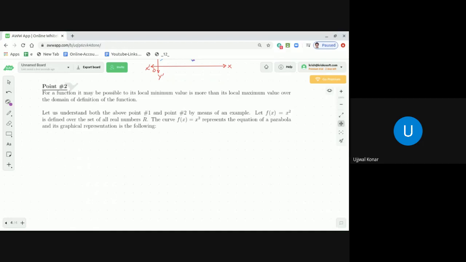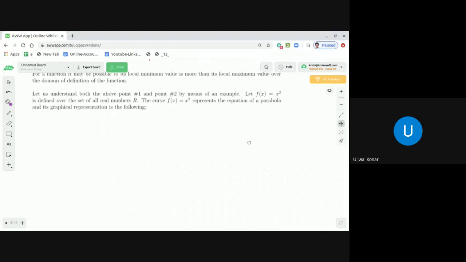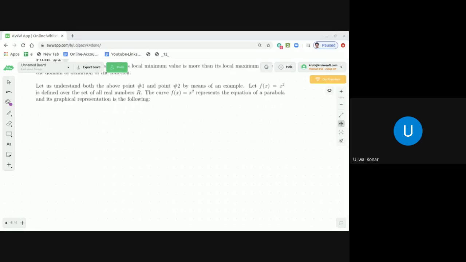Let us understand both the above point number 1 and point number 2, whatever I discussed, by means of an example, f(x) = x². If you recall, dear students, from your previous year knowledge, f(x) = x² represents the equation of a parabola. And if we give the graphical representation of the parabola, it looks like this. Let me place it here, dear students. So what will be the graphical representation of the parabola? It will be something like this.